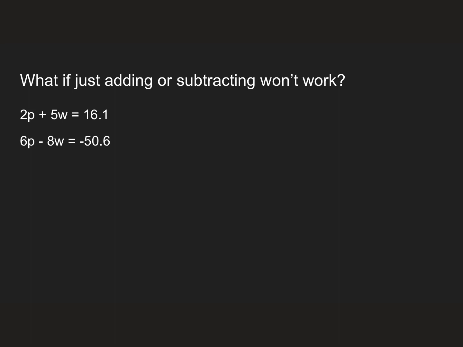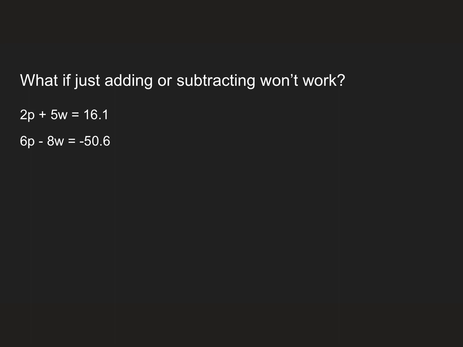Let's look at this. What if adding or subtracting won't work? So when I look at this system, I can see I've got a 2p and a 6p. Those wouldn't cancel. And I have a 5w and an 8w. Well, I cannot get rid of either of those by just adding or subtracting. But I have another option.